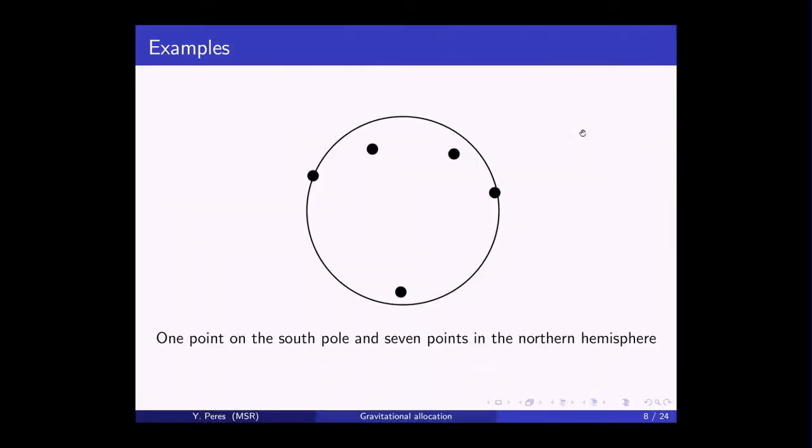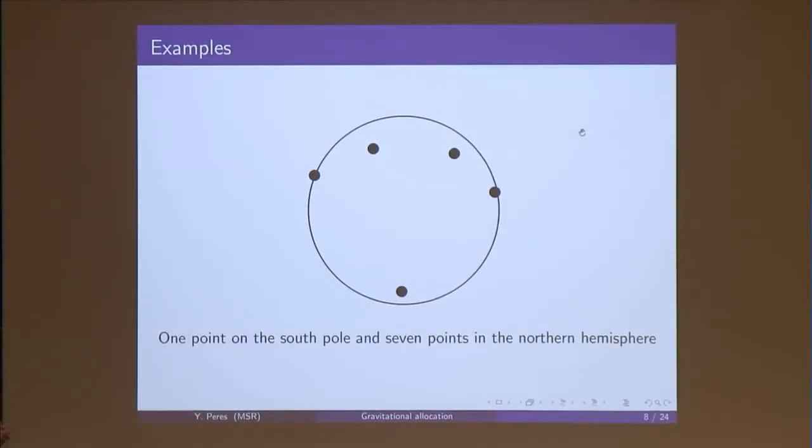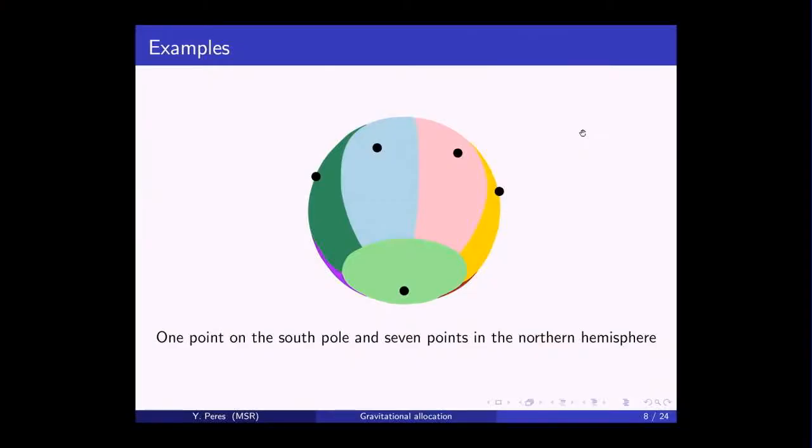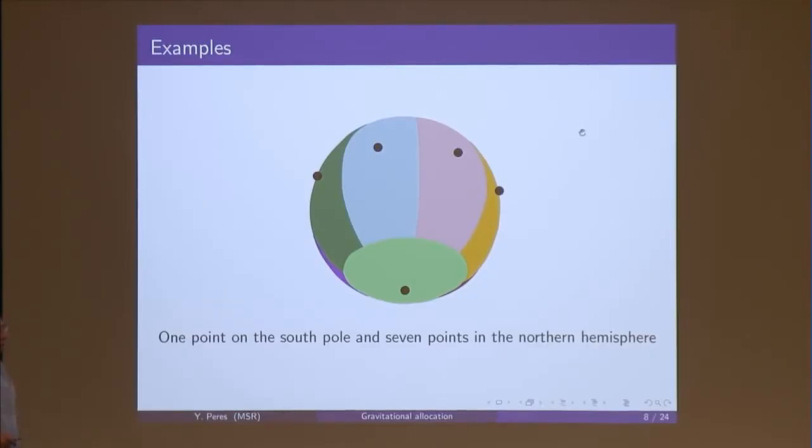But that wasn't enough. He asked, well, what if I have a point on the South Pole and all the rest are on the northern hemisphere? Surely this one is going to get a far bigger region. And it doesn't. It gets equal area. And even points here that are closer to the South Pole get swept up to the northern hemisphere, because all these points in the northern hemisphere are kind of banding together and pulling a point from here all the way up.